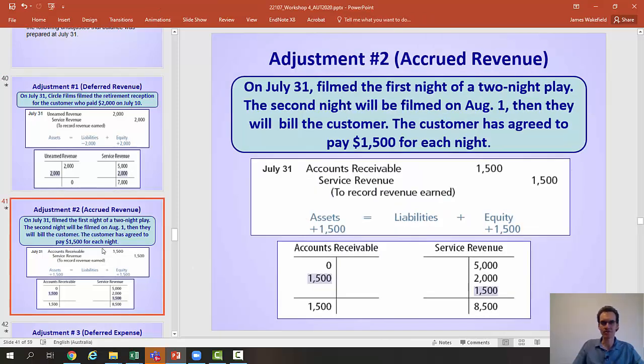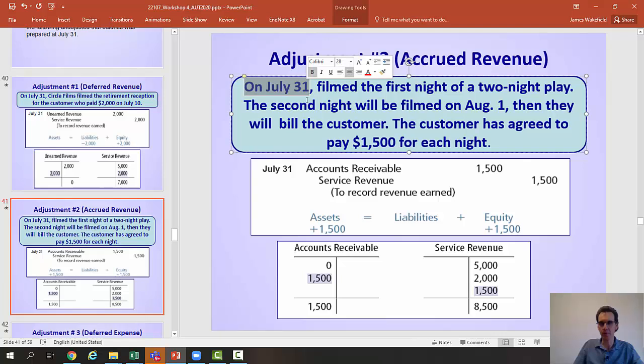Okay, second adjustment for Circle Films. So remember, the end of the financial period for this business is July 31. This business filmed the first night of a 2-night play. The second night will be filmed on August 1. So that is August 1 is in the following financial period. Then they will bill the customer. The customer has agreed to pay $1,500 for each night.